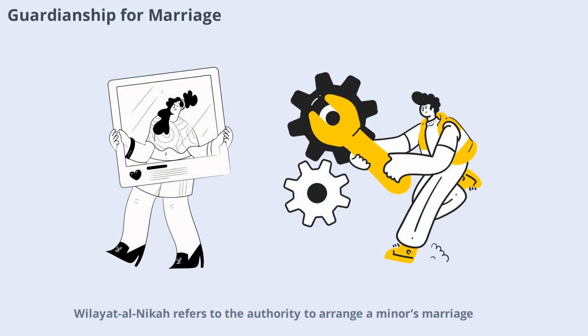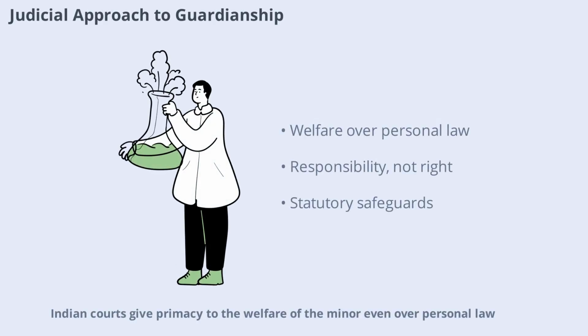Wilayat nikah refers to the authority to arrange a minor's marriage. The right follows a strict order: father, paternal grandfather, brother, uncle, other male relatives, and finally the mother. A minor girl can repudiate the marriage after attaining majority if it hasn't been consummated, under the option of puberty. Indian courts give primacy to the welfare of the minor, even over personal law. Guardianship is seen as a responsibility, not a right.